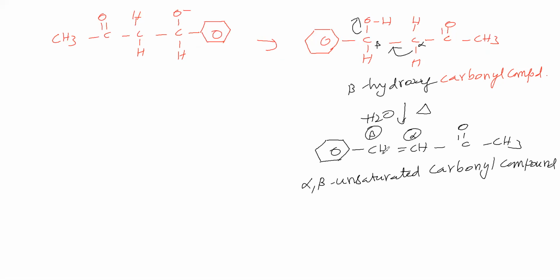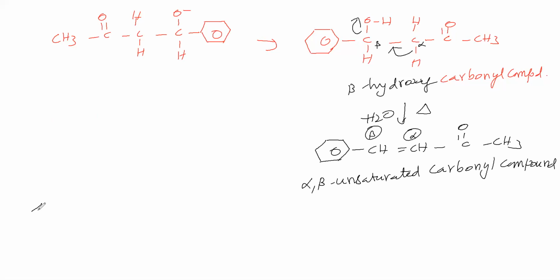So next reaction we'll see. This reaction is called the Claisen reaction. In the Claisen reaction, we have to take one aldehyde that does not have alpha hydrogen, and another aldehyde or ketone that has alpha hydrogen. Then we treat the reaction in the presence of base.